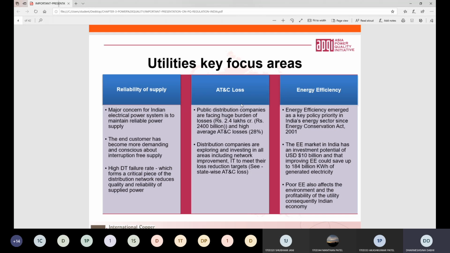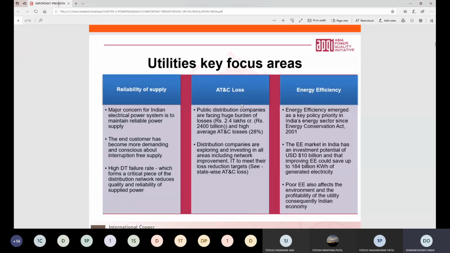Third major area is energy efficiency. This is also a very important area where all the utilities are focusing. Energy efficiency is a priority in the Indian sector as per the Energy Conservation Act 2001. As per this document, the energy efficiency market in India has an investment potential of 10 billion US dollars, and improving energy efficiency could save up to 184 billion kilowatt hours of generated energy. So if all the utilities focus and find a solution for energy efficiency, we can save a huge amount of energy and reduce the burden.